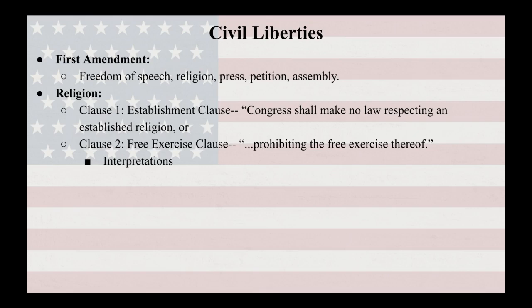So it seems like it might be a little inconsistent. So what was the purpose? That is the question that we have to ask. What was the purpose of the religious display in each case?